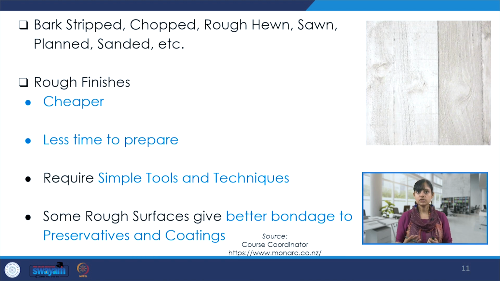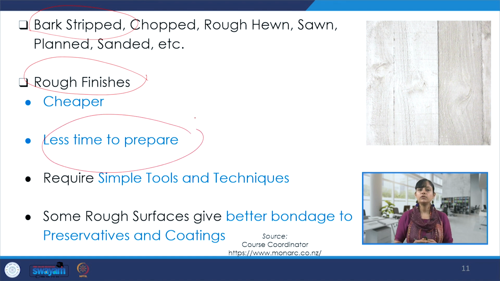Types of wood finishes, of course there are also different types of wood finishes. So there is the bark stripped one, the chopped one, sanded one, and broadly speaking we can categorize the wood finishes into rough finishes and smooth finishes. So rough finishes are cheaper compared to the smooth finishes. They need less time to prepare. We can work with them using simple tools and techniques. And the advantage is that they give better bondage to preservatives and coatings.